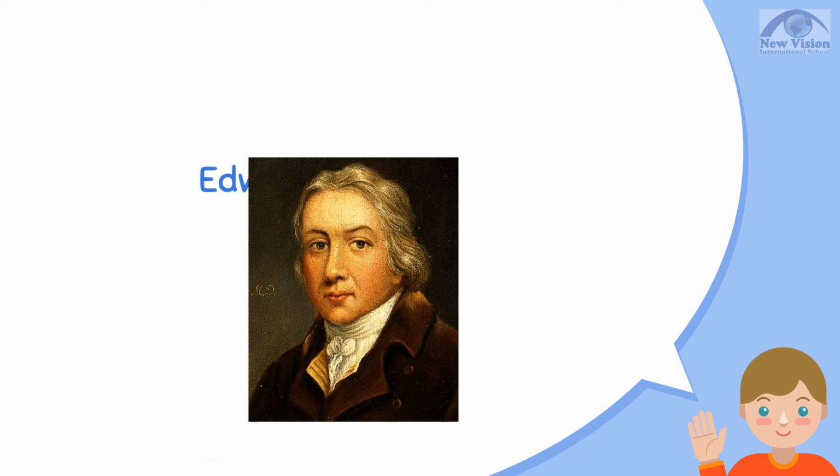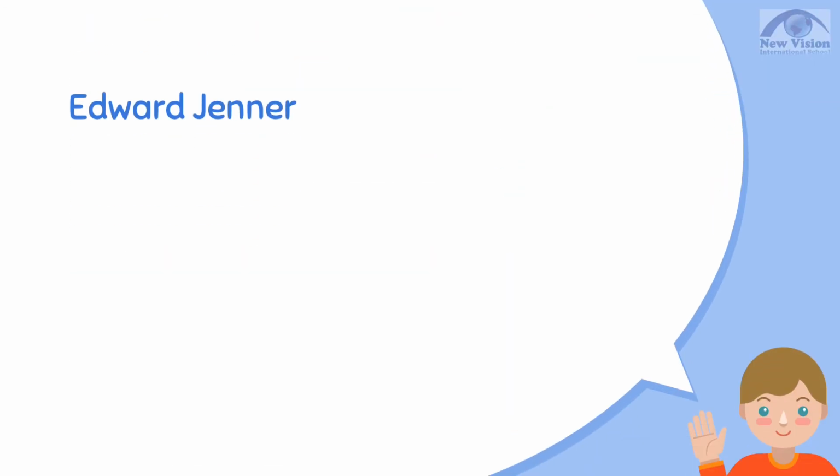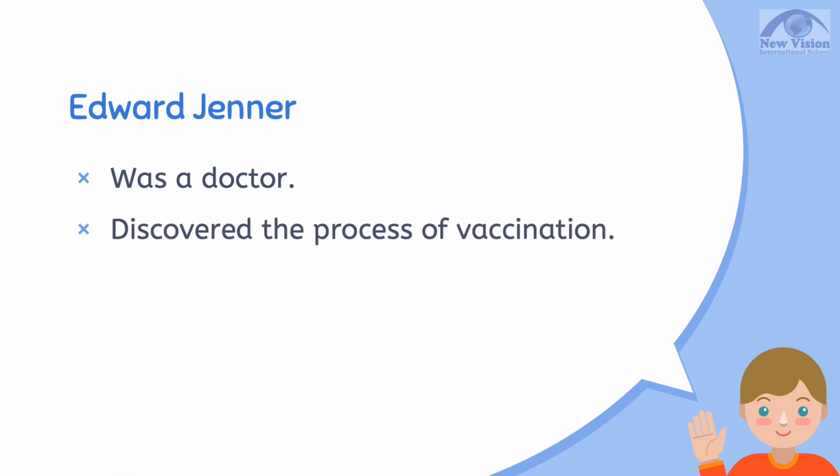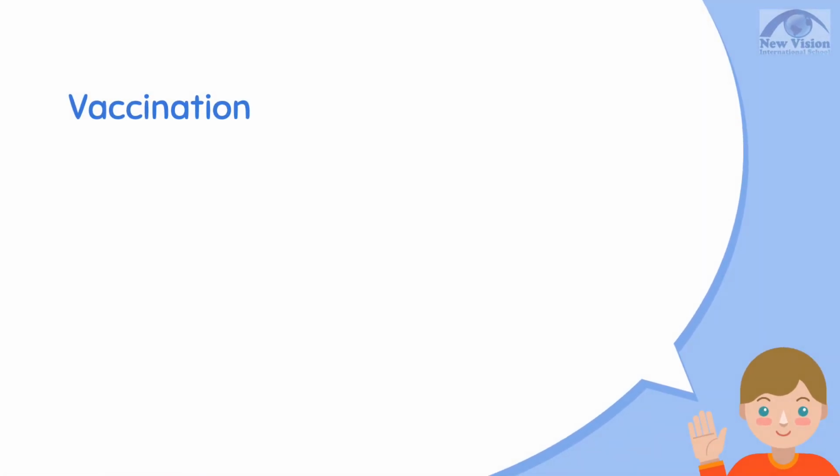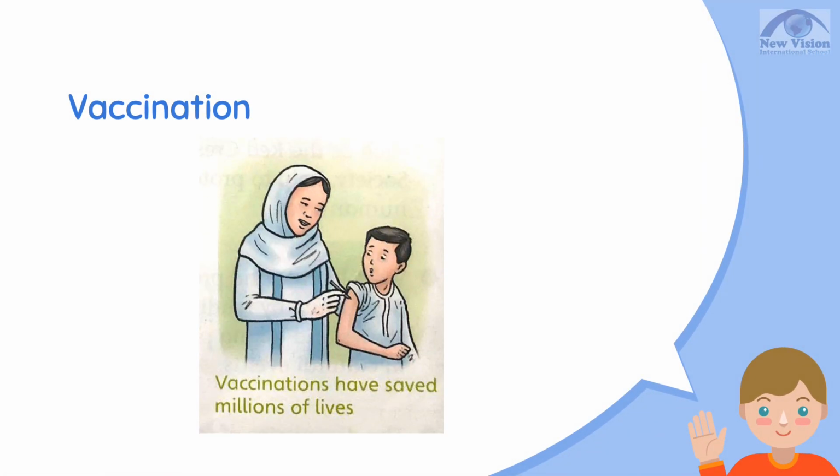Next, we have Edward Jenner. Edward Jenner was a doctor. He discovered the process of vaccination. He was the one who found out that infecting a patient with cowpox, a minor disease, protected them from smallpox, a much more serious disease. Vaccinations have saved millions of lives. Once again, this was developed by Edward Jenner.